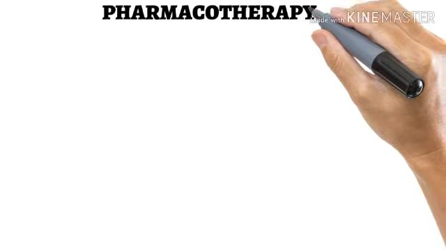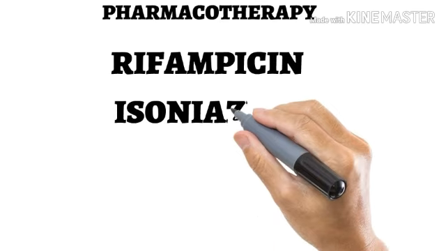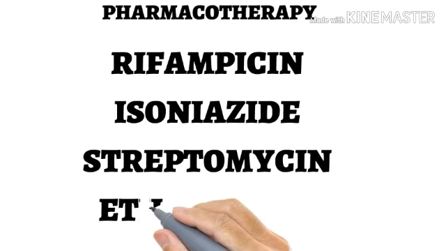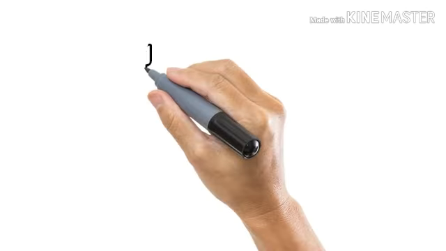And for the pharmacotherapy, that is the use of drugs to treat pulmonary tuberculosis, you can actually use rifampicin, isoniazid, streptomycin, ethambutol. And the acronym for that, if you study it very well, is RISE, RISE. So that makes it easy to learn, to memorize rather.